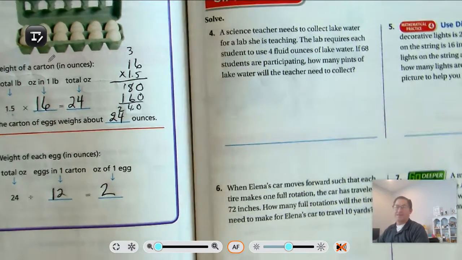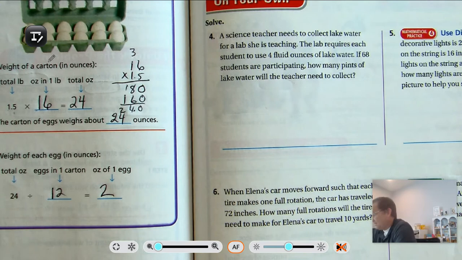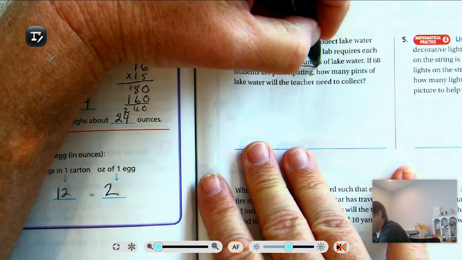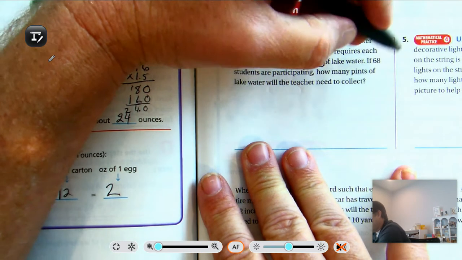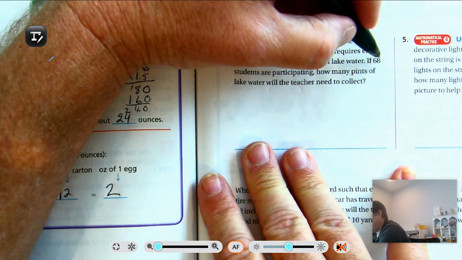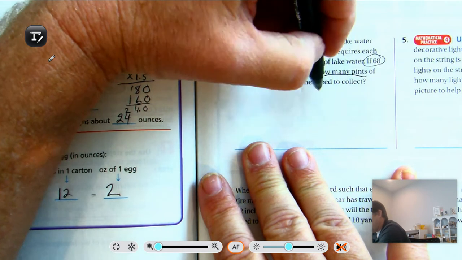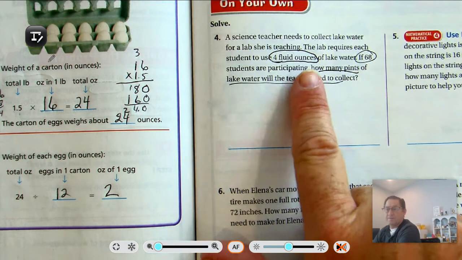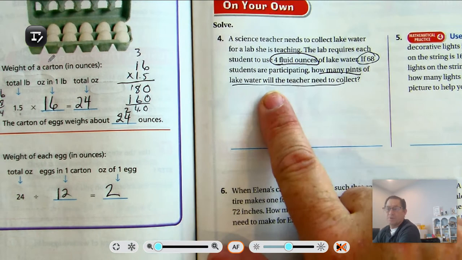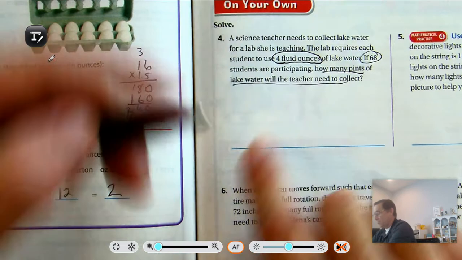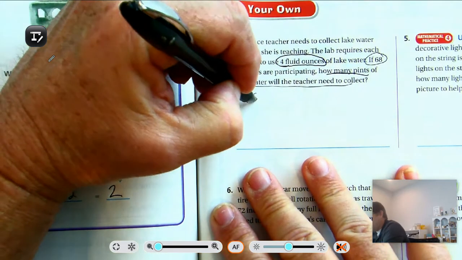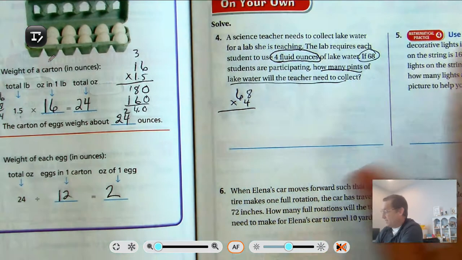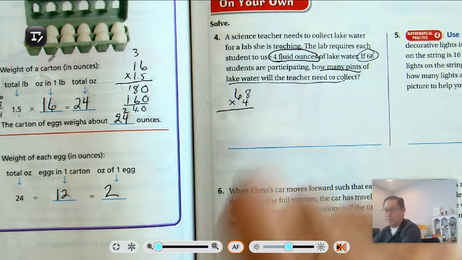A science teacher needs to collect lake water for a lab she is teaching. The lab requires each student to use 4 fluid ounces of lake water. If 68 students are participating, how many pints of lake water will the teacher need to collect? All right, so we're given fluid ounces, but we need to put our answer in pints. Well, let's figure out how many fluid ounces are needed first. And we can do that 68 times 4. There's 68 students. Every student needs 4 fluid ounces.